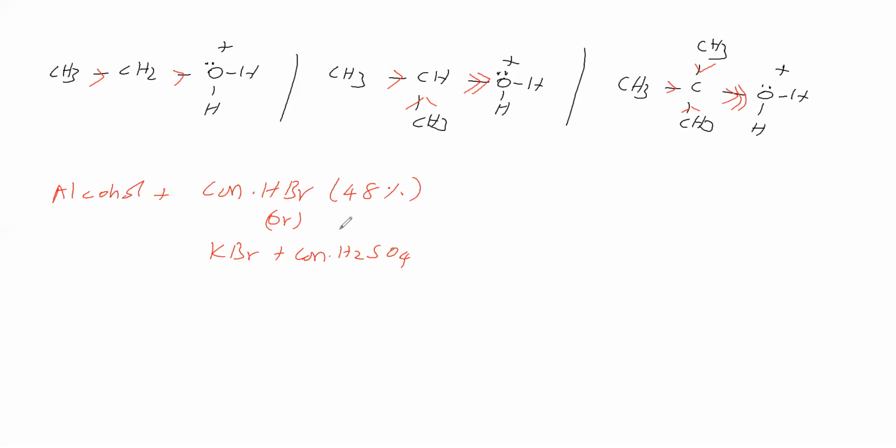So what we are getting is the bromide. We are getting a bromide compound. Now we will take primary alcohol. If you take primary alcohol, that is ethyl alcohol, we will get the product ethyl bromide.